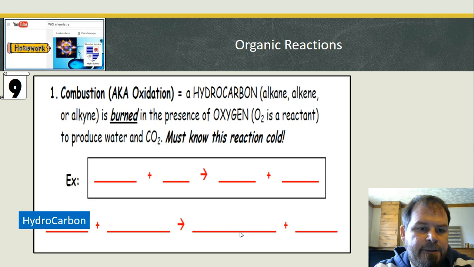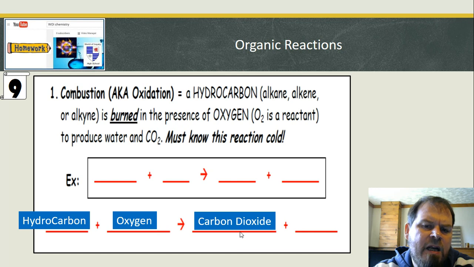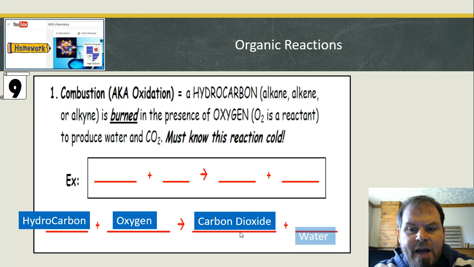So, we need some things. We need a hydrocarbon of some source. That would be my fuel source. We need oxygen, and oxygen has to be on the reactant side, or this will not be a combustion. And combustion reactions always produce carbon dioxide and water.